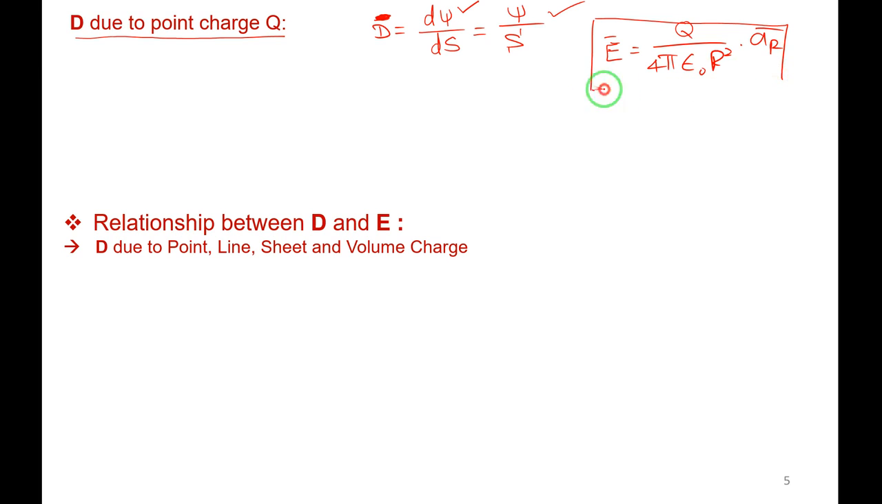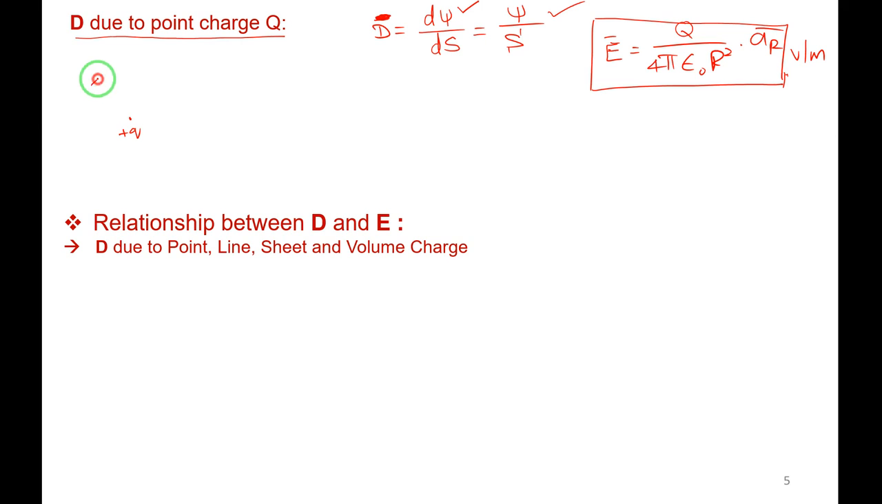This is the electric field intensity E due to point charge, volt per meter, right? Next we will try to derive what is electric flux density D due to point charge Q. So I will take point charge plus Q at the center of the spherical coordinate system, and I will consider the closed surface. This is the plus Q, point charge is located here.